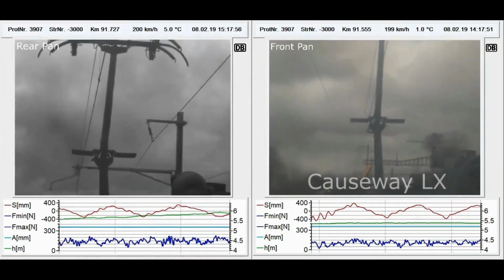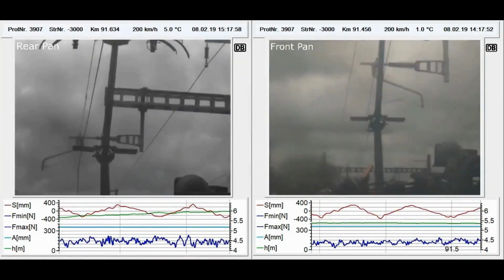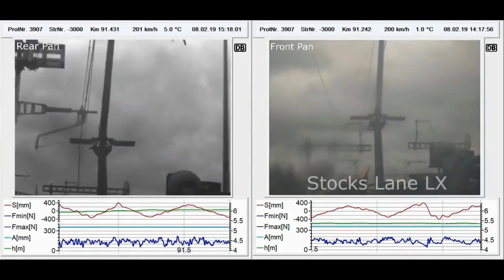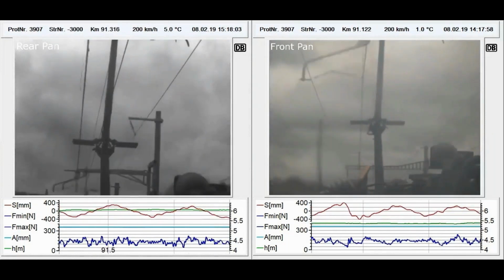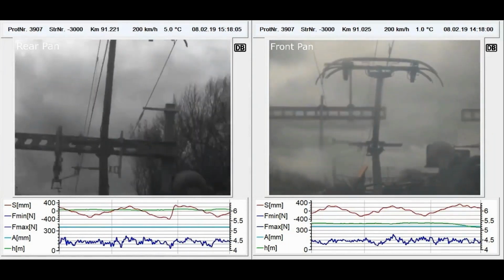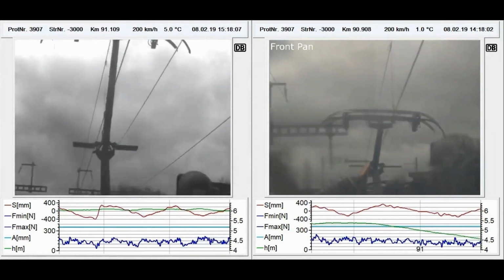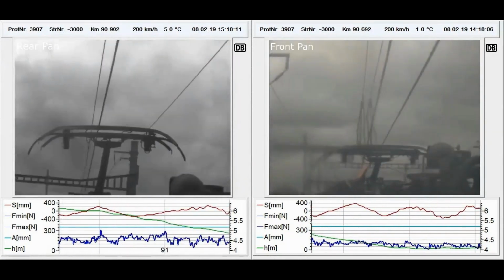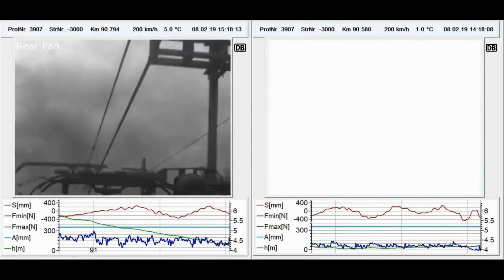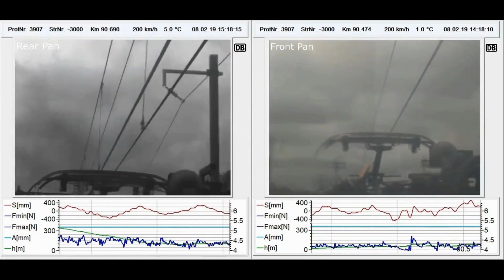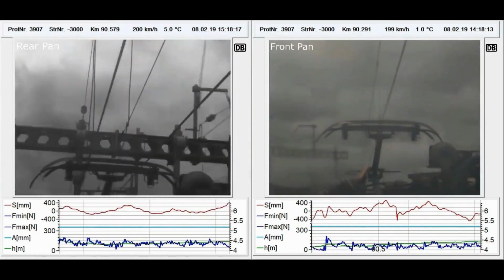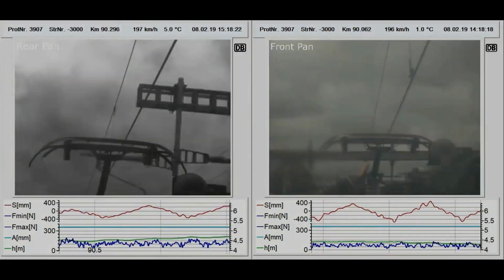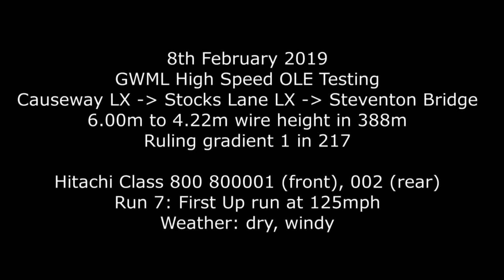And crucially, again, remember the dark blue traces are the contact forces, and you're looking for them to stay between 0 and 300. So this is the first level crossing that we hit with the front pan, and then the second level crossing, and then the front pan comes down, and you can see the very, very rapid drop of the pantograph through the bridge compared to what you would normally expect to see. So I'm going to let that loop back through again, and I'll talk you through the contact force trace.